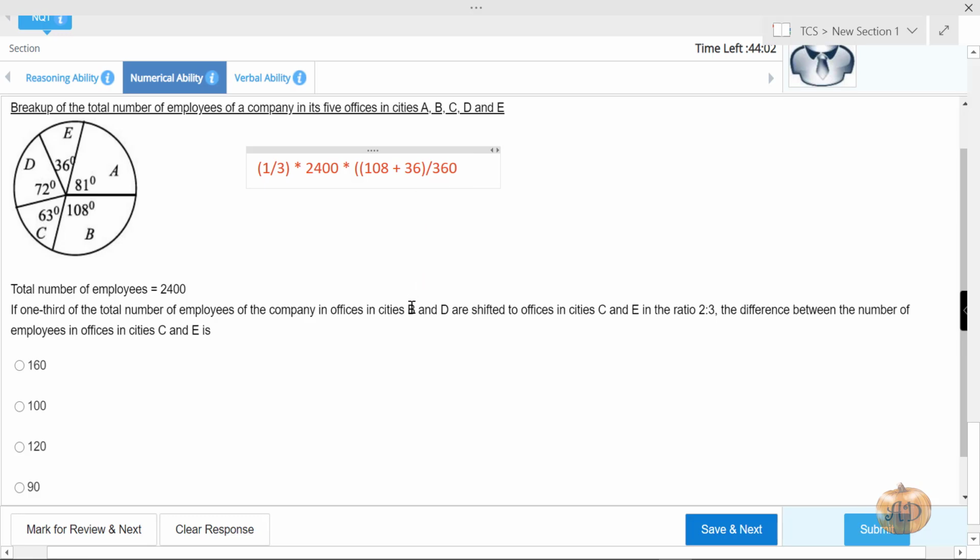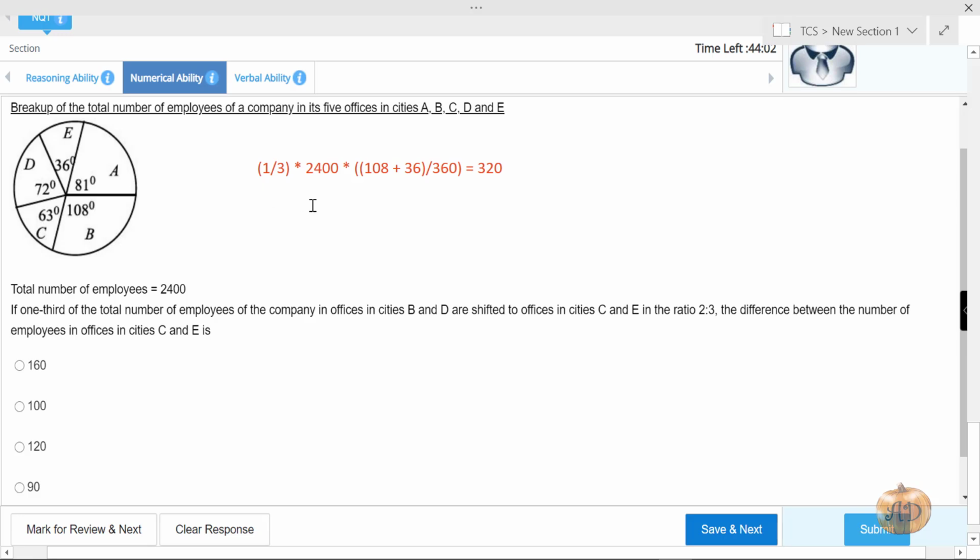I have first summed the degrees of B and D, that is 108 and 72. We know that this is in a ratio type of form. So I have now divided by 360 to find the exact total number of employees that are shifted to cities C and E. So when you equate, you will get this value as 320. So 320 employees are shifted to cities C and E.